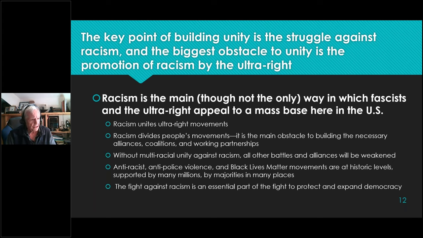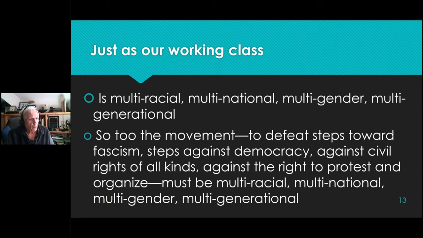The anti-racist, anti-police violence, and Black Lives Matter movements are at historic highs, supported by many millions, by majorities in many places. And the fight against racism is an essential part of the fight to protect and expand democracy, so that the people of this country actually get to decide before the fascists get a chance to drown us all in blood. So just as our working class is multiracial, multinational, multigender, multigenerational, so too the movement to defeat steps towards fascism, steps against democracy, against civil rights of all kinds, against the right to protest and organize, must be multiracial, multinational, multigender, multigenerational.